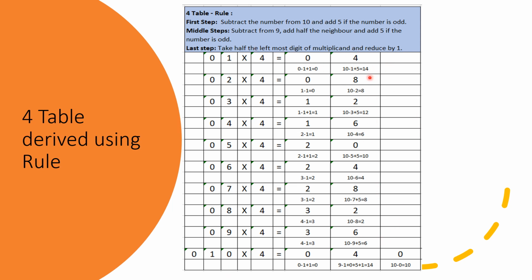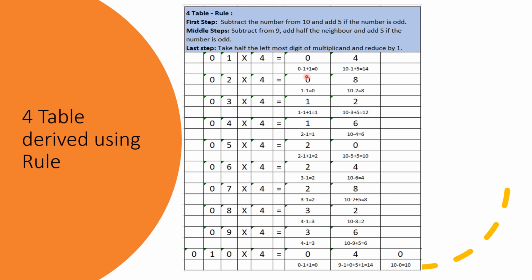And the last number we are just subtracting from 10: 10 minus 1, 10 minus 2, 10 minus 3, and plus 5 if it is odd. So this is how it goes for this particular digit, and for this digit we are considering the leftmost digit, and we are considering it by half, so it is 0 minus 1 and plus 1 equal to 0. So here the last 1 plus 1 is the carry forward of this number, and 1 is the digit, is the rule for the last step, that you will have to reduce it by 1.